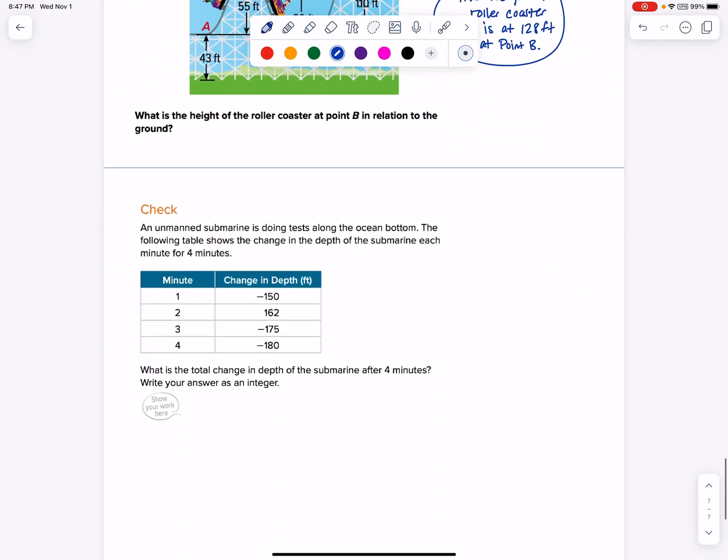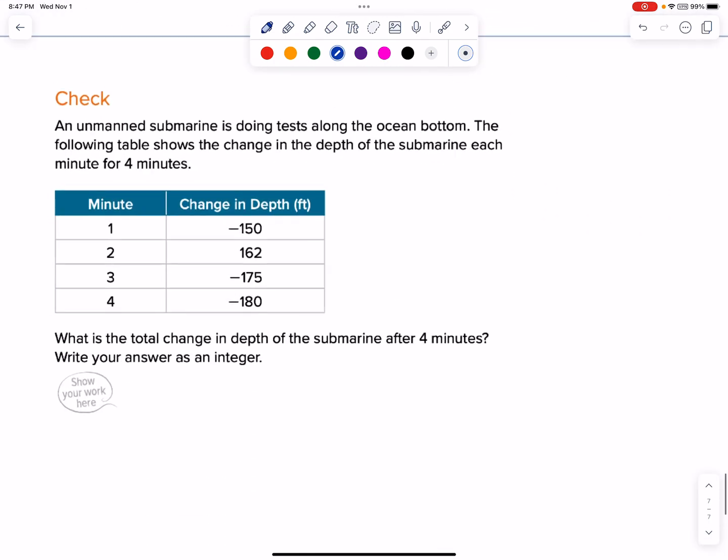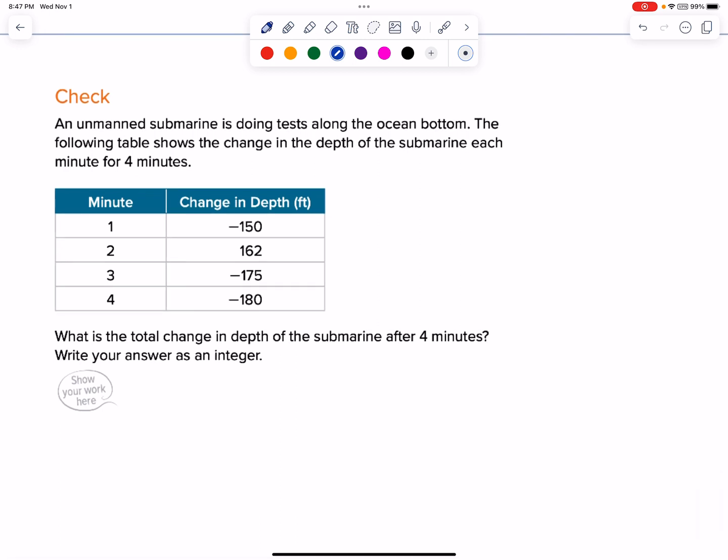Okay. All right, let's go to this check, and this is our last bit of notes here, and then we'll check out the homework. An unmanned submarine is doing tests along the ocean bottom. This is showing the change in depth of the submarine each minute for 4 minutes. Okay, what is the total change? So the change in depth, it's not at negative 50. Well, it is, but it started at 0. Well, it started somewhere. We don't really know, but it changed negative 50.